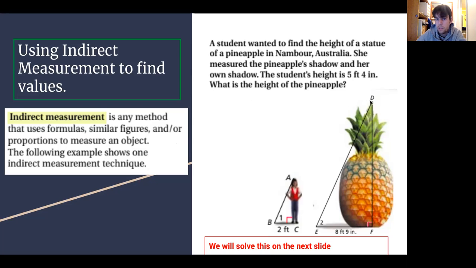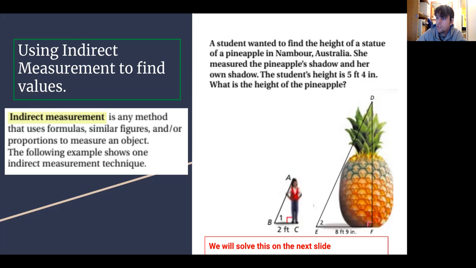So here's a quick example. A student wanted to find the height of a statue of a pineapple. So find the height of this thing. Looks really tall. Not super easy to just bring out a tape measure and measure it that way. So you can do another technique here. She measured the pineapple's shadow and she measured her own shadow. If the student's height is 5 feet 4 inches, what's the height of the pineapple?